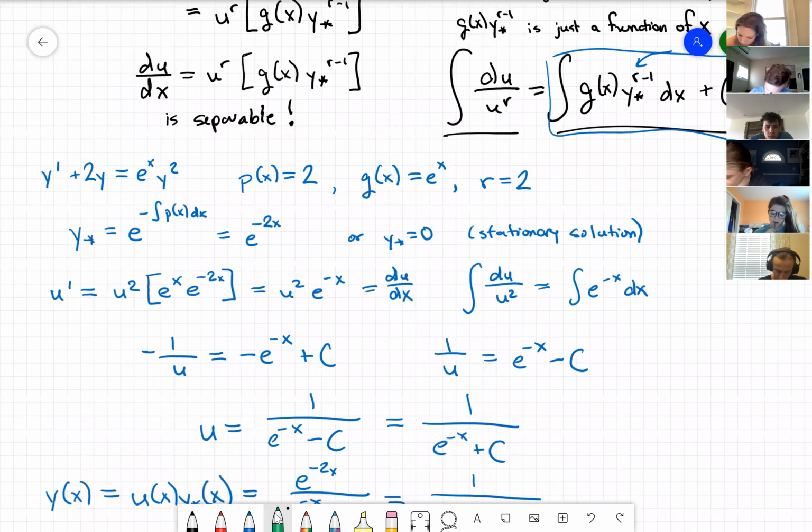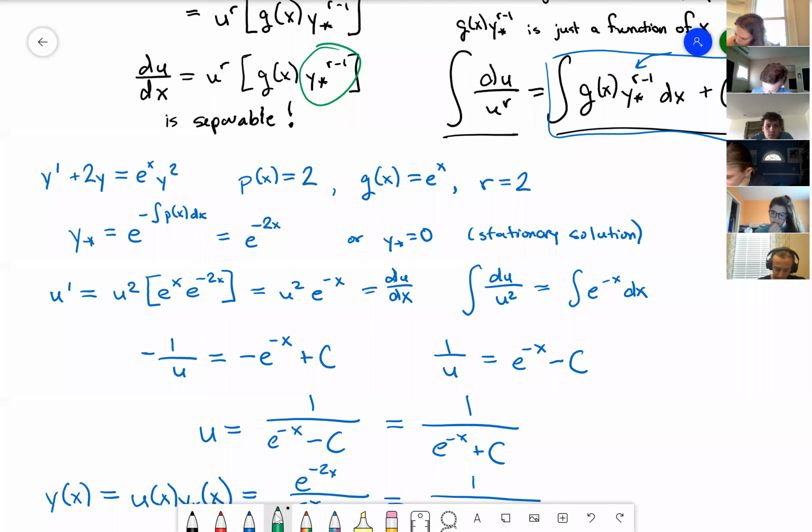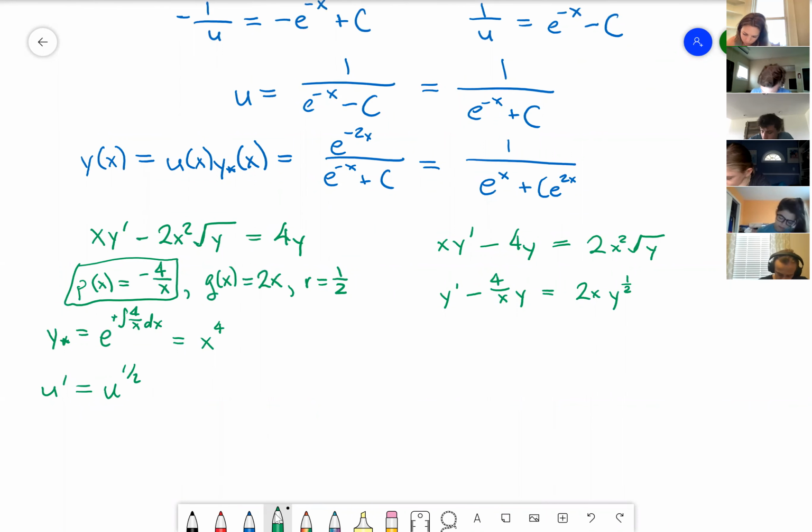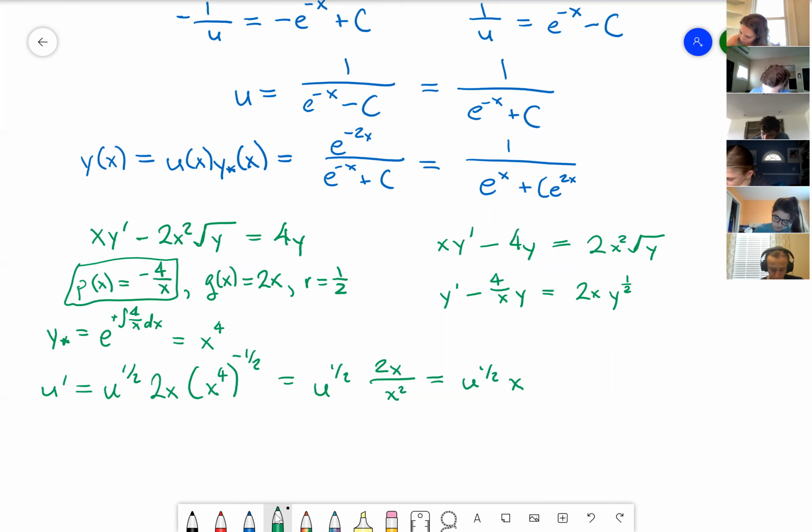Back to the formula. y star to the r minus 1. Okay, so this should be 2x, then x to the 4th to the power of r minus 1, so 1/2 minus 1, negative 1/2. So I'll rewrite this as 1/2 times 2x over the square root of x to the 4th, which is x squared. So this is u to the 1/2 times 2x to the minus 1, and then I'll write du dx. Okay, now I should have it right.